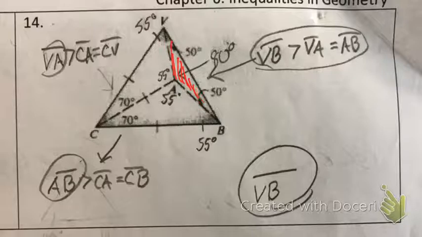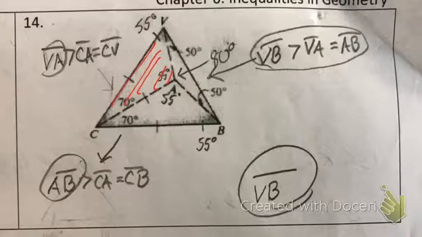And then I went to the next triangle, and it says that VA is the biggest there. Well, VA is smaller than VB, so VA is not an option. All right? And then we do the same thing down here, and we came up with AB is the largest in this triangle down here. Well, AB is smaller than VB, so VB has to be the biggest one.